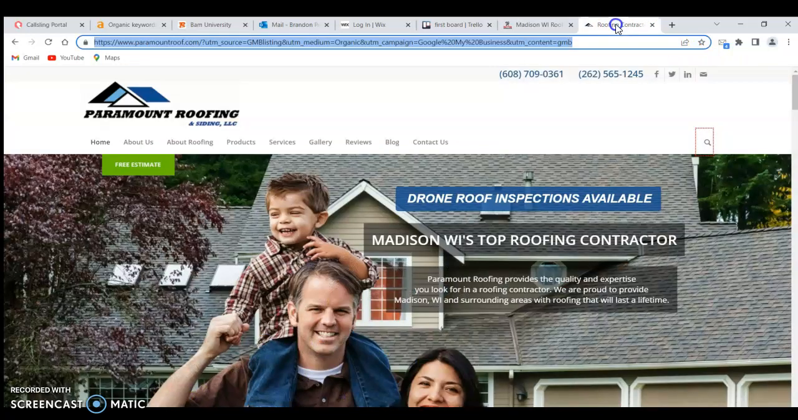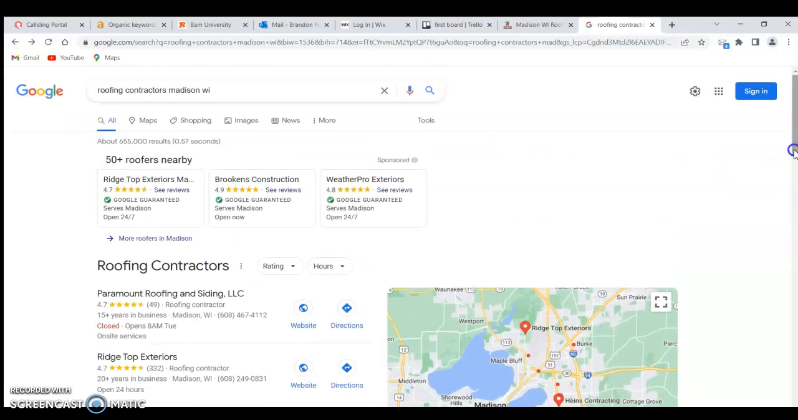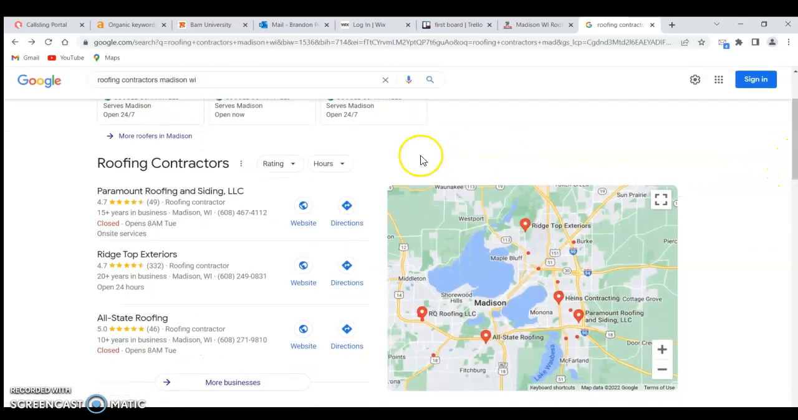The other thing we look at is citations. So when we look at a Google search of like Madison Roofing Contractors or Roofing Contractors Madison, Wisconsin, you're going to see that these businesses pop up in what we call the map pack. The way you get into this map pack is, don't get me wrong, it's a lot of things combined, but citations is the driving force behind that.